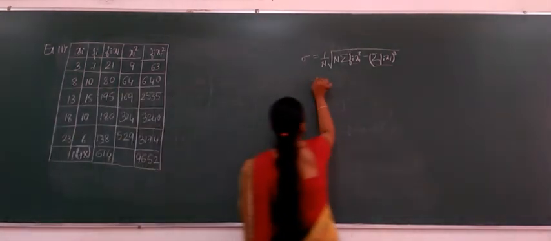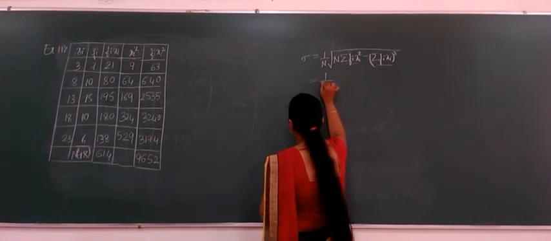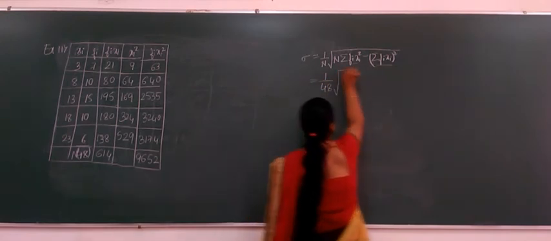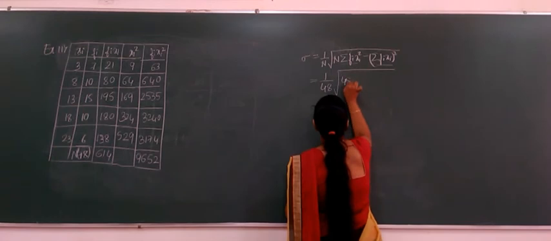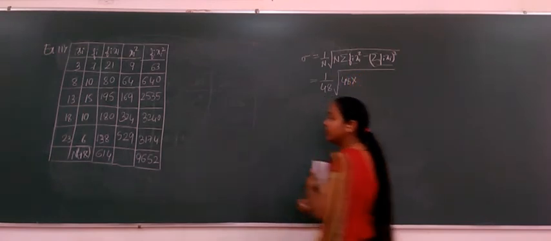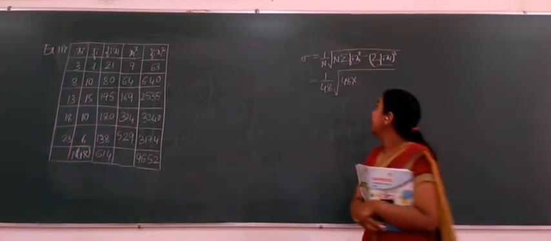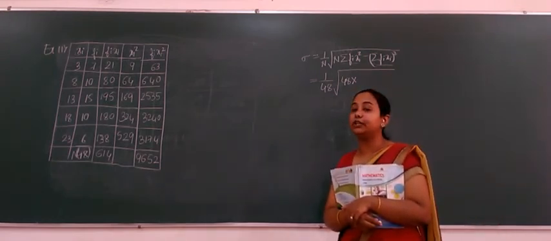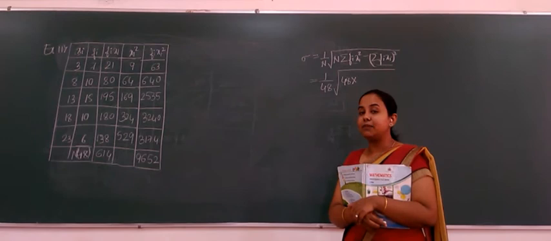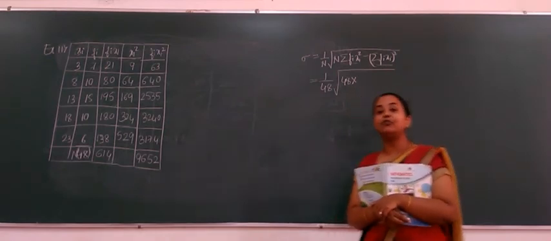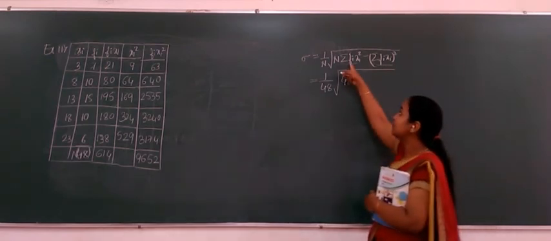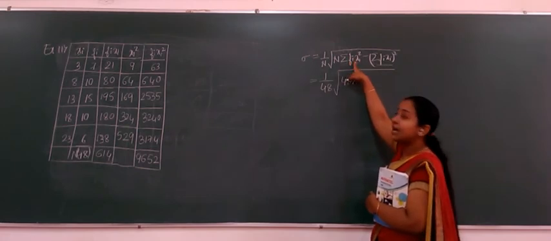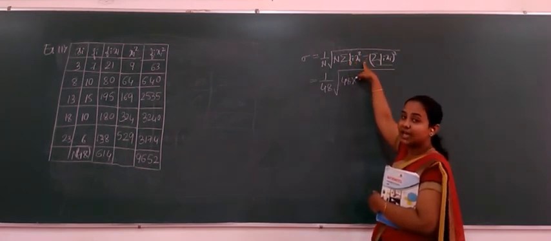Okay, so it is equal to 1 divided by n, which is 48, under the square root, 48 into... which sum will you write here? Whether you will write 614 or 9652. So it is nothing but 9652. Why is it that way? Because we want the summation of fi and xi square, right?